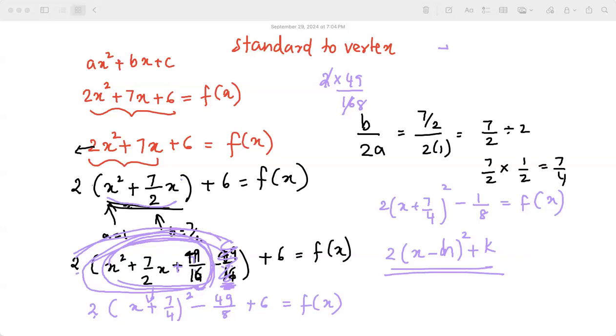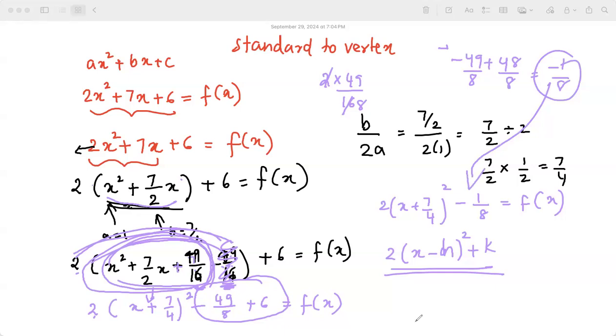Yeah. Okay. Now you can combine these two, right? Take common denominators. Minus 49 by 8 plus 48 by 8. This will be minus 1 by 8, which I wrote down here. Are we good?